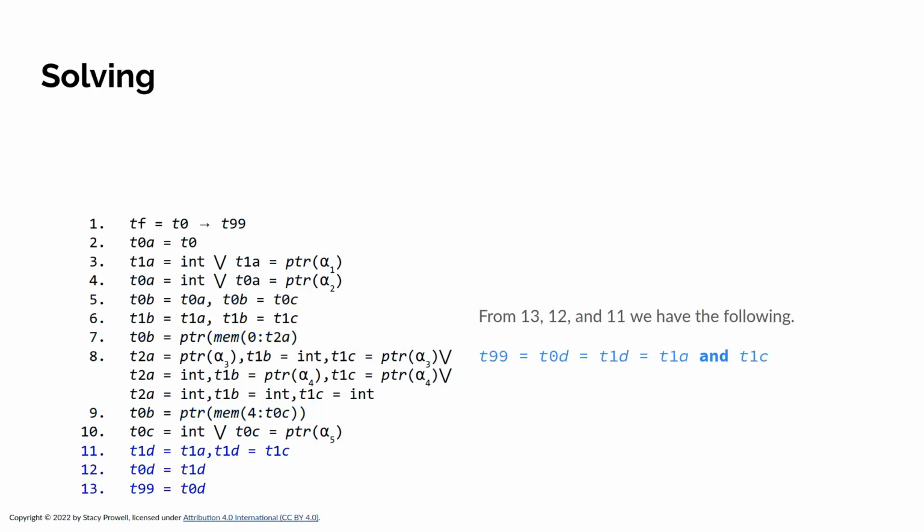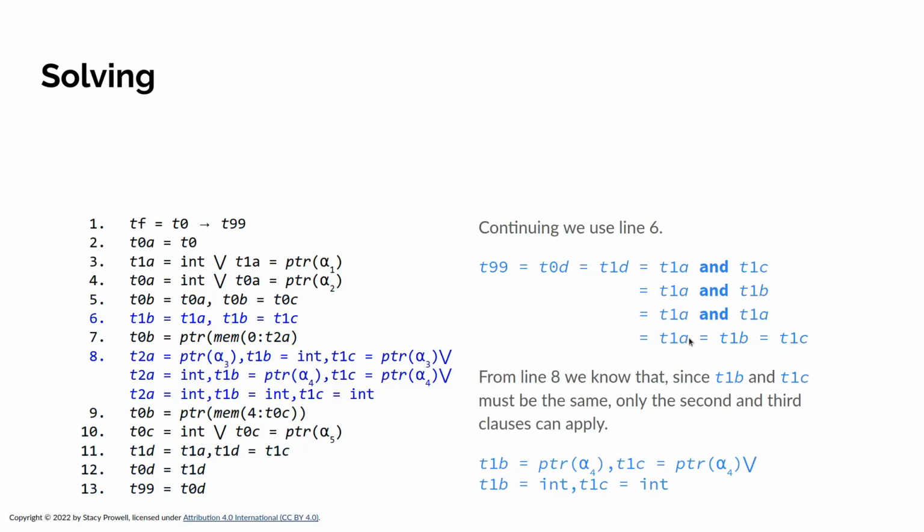So from 13, 12, and 11, here's 13, here's 12, here's 11. Why backwards? Because T99 is T0D, T0D is T1D, and T1D is T1A or T1C. We wind up with this. It has to be compatible with both of those. And so going from this world, they must be equal to both of these. Type 99, the return value of the whole thing, has to be compatible with these two types. Easiest way to make these two types compatible is to make them be the same thing.